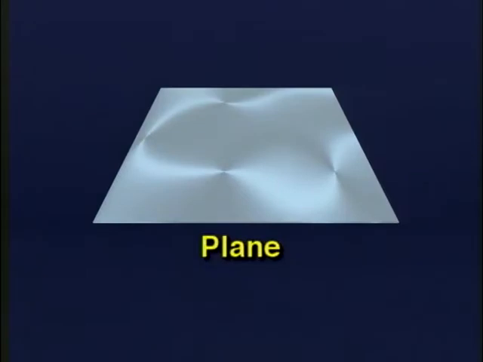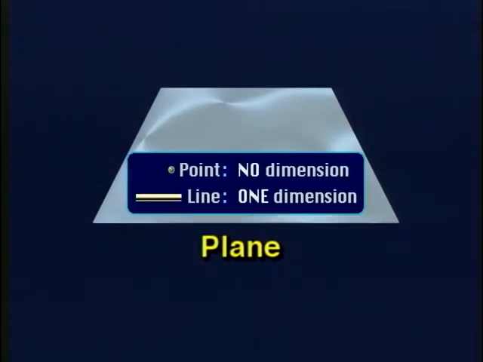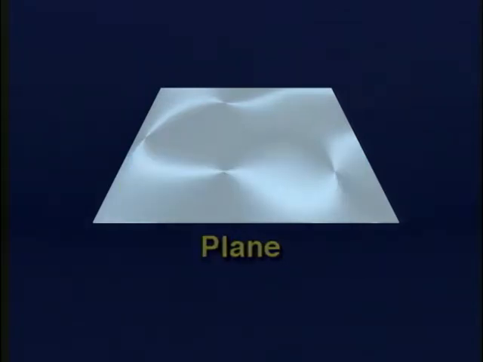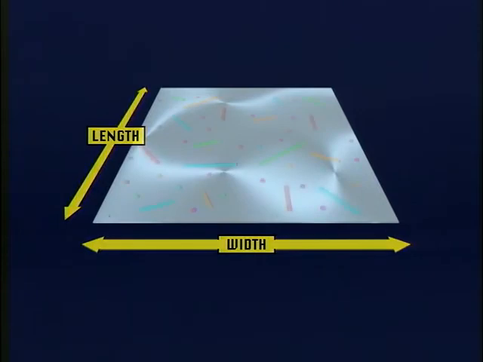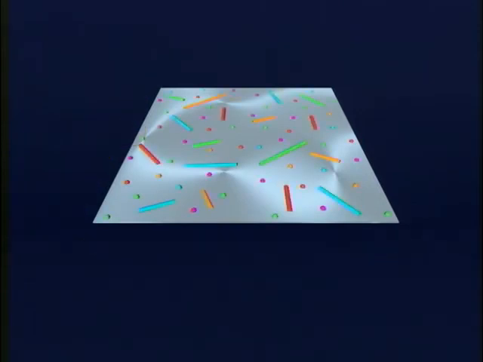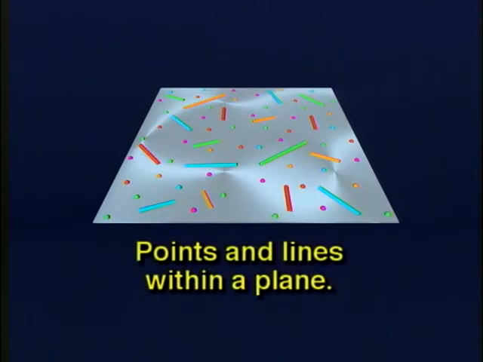The next geometric form is a plane. Remember that a point has no dimensions and a line has only one dimension. A plane has 2 dimensions, length and width. It consists of all the points and lines which exist within a 2-dimensional space. All of these points and lines, for example, lie within this plane.